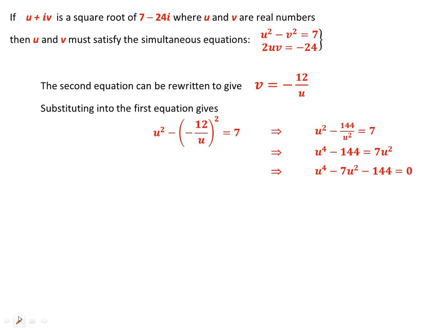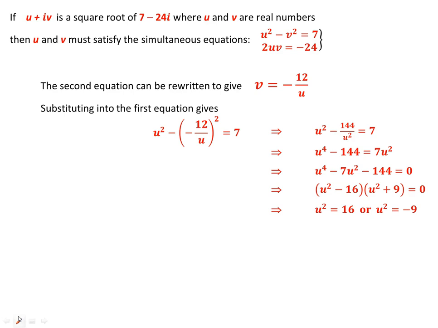So what we've got here is a quadratic equation in u squared. We can attempt to solve that either by factorising, by using the formula, or by obtaining the values of u squared from the quadratic equation solver on our calculators. Factorising gives me (u squared minus 16) times (u squared plus 9) equals 0. So either u squared is 16 or u squared is minus 9.